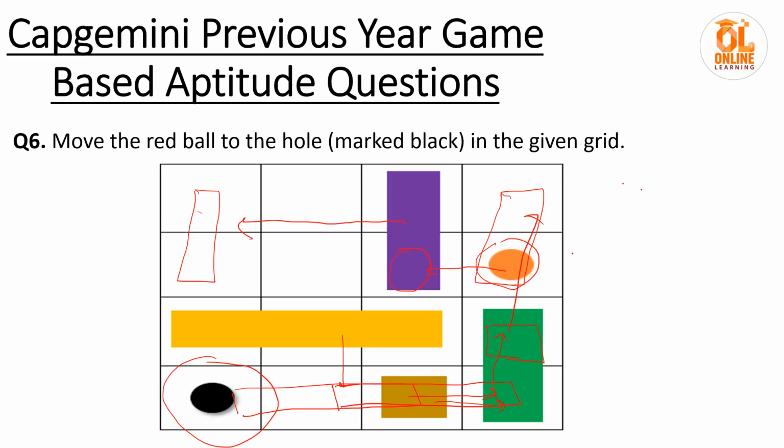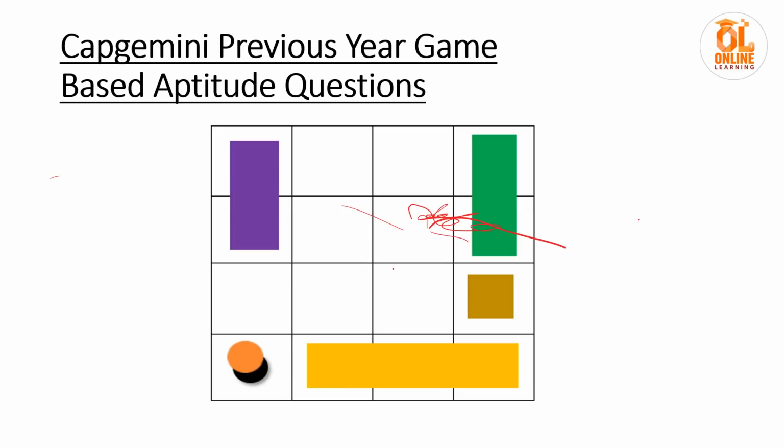So the final position of all the boxes will be like this. The purple box will be here, the green box will be here, the brown box will be here, and the yellow box will be present here. And the ball is currently here now. So now we have got free space, so we can move it here, then it will come here, it will go there, then finally to the black box. So we are making 7 moves.